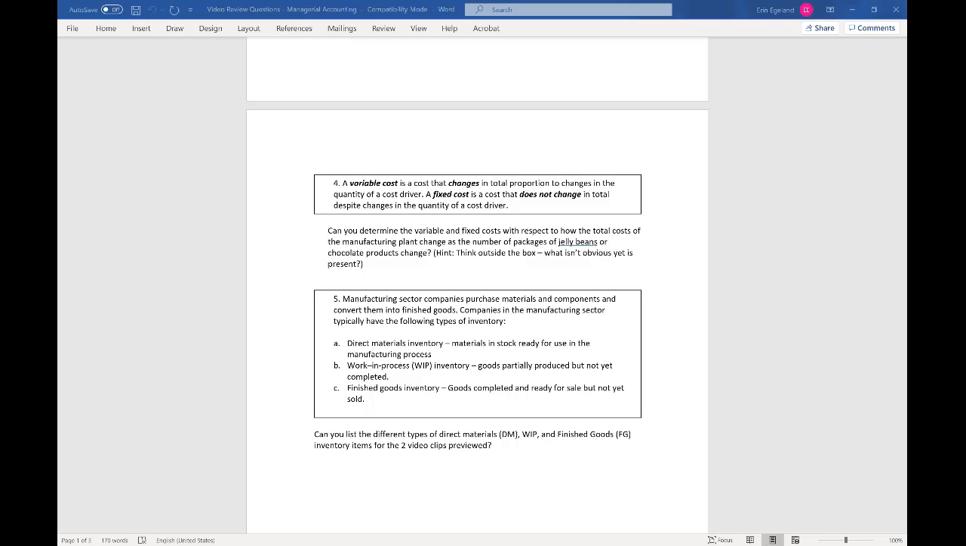If you use your heat more in wintertime, well, it's variable. It changes with output. The more you use, the more it's going to cost you. So it changes. The sales commissions that salesmen receive will change with output. The more they sell, the more commission they get. So it's cause and effect, right? It changes. Whereas fixed costs don't change with output.